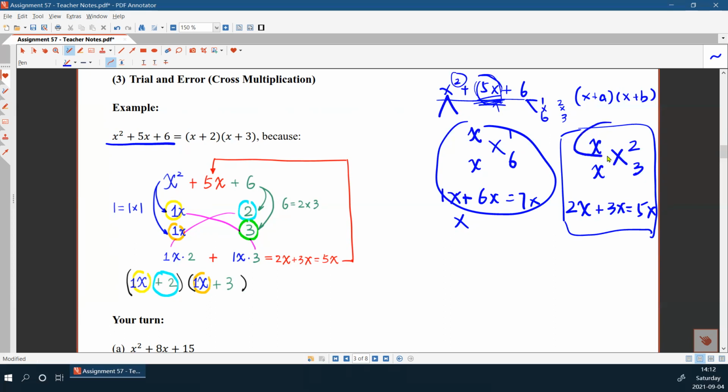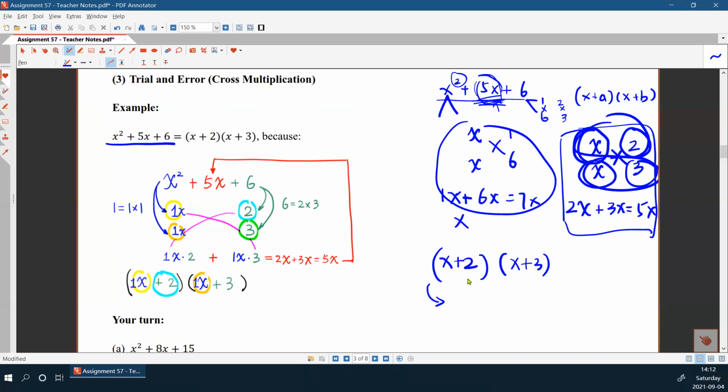And how to determine the factors? The factors are here and here, right? So the first factor would be x plus 2, as you can see here. The next factor is x plus 3. So x plus 2 times x plus 3. And again, you can always verify the result.